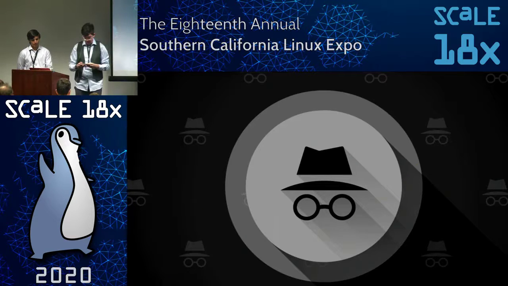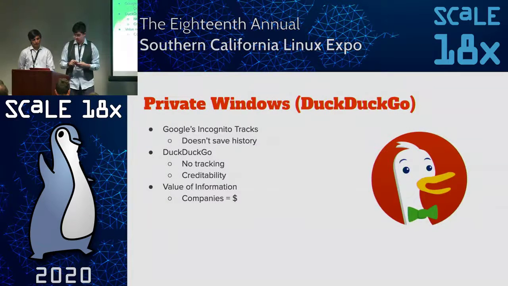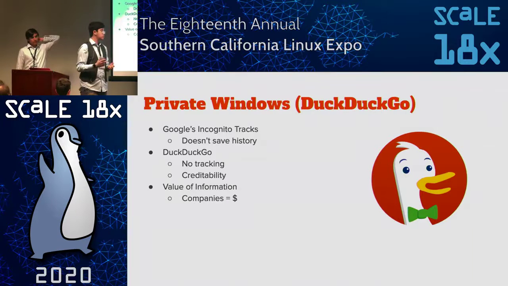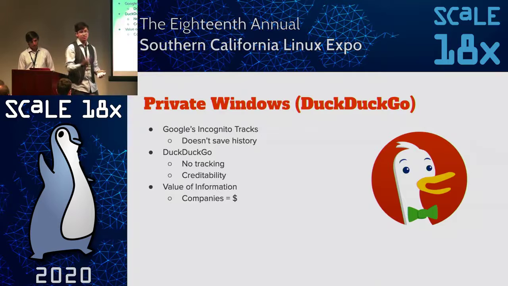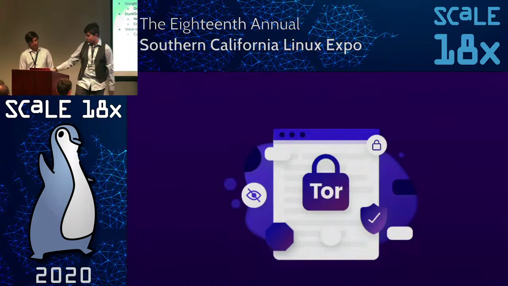And websites can still track your IP address, and that's pretty important in the digital world. So Brave's private window search engine is DuckDuckGo. And DuckDuckGo, unlike incognito, doesn't save your data. They don't make money off of it, and it's free and it's reliable, and why wouldn't you want to use it? It's open source and it's credible.